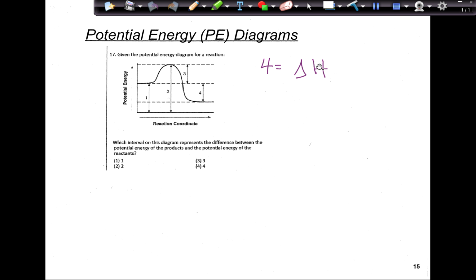4 is my delta H, and it's my delta hamburger. Remember, we have bun, and delta hamburger. Anything that goes in this central section here, it could go anywhere from left to right, but it's going between the reactants and the products. That is my delta H.